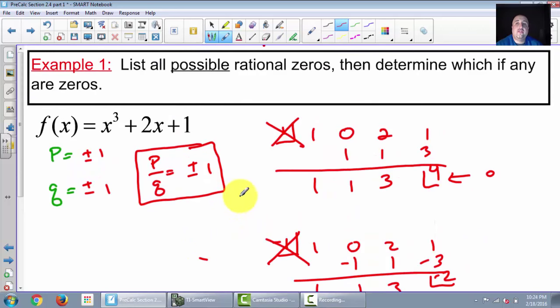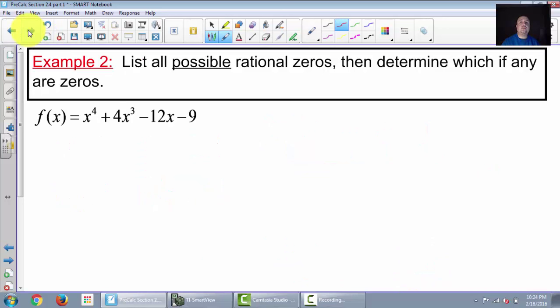So none of these numbers are real zeros. So if none of these are real, they have to be imaginary, and we're not going to learn how to do that yet. Okay, so this one doesn't have any real zeros. All right, let's go to example 2.